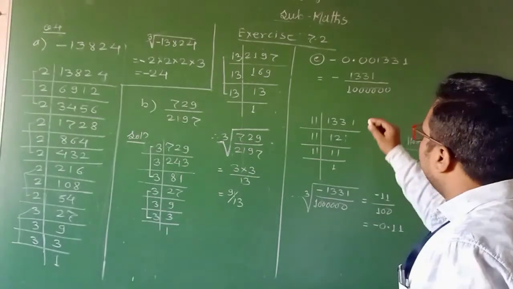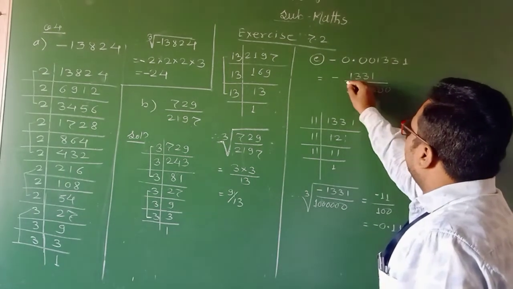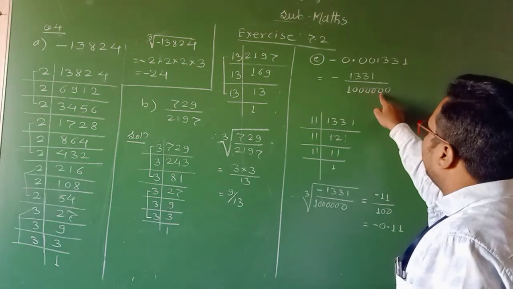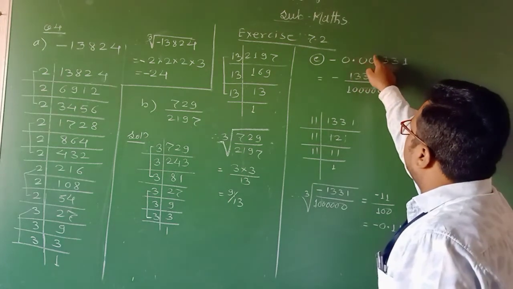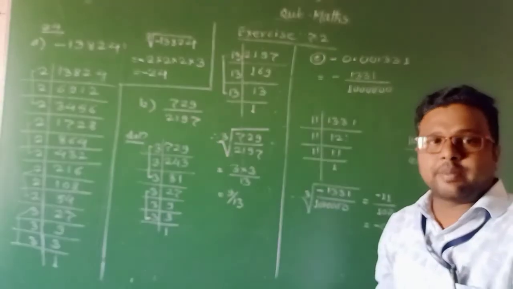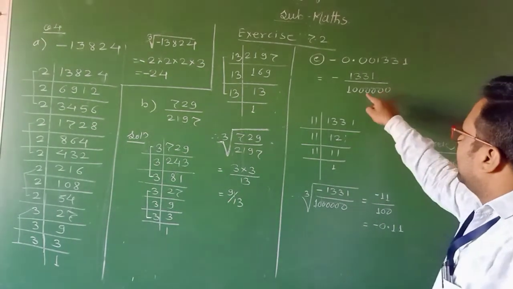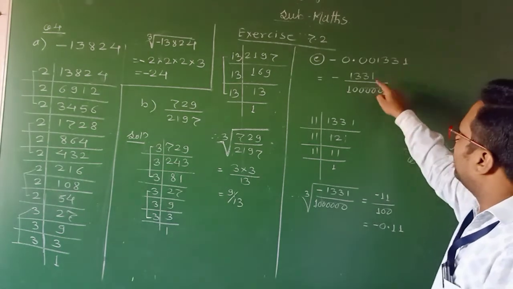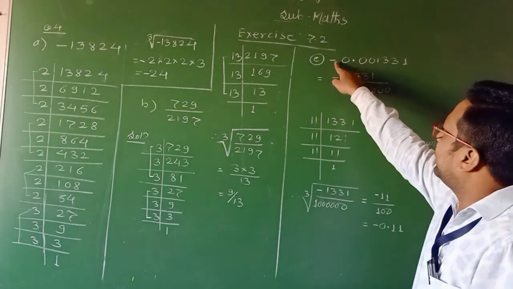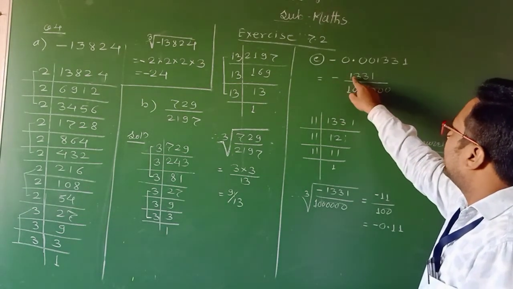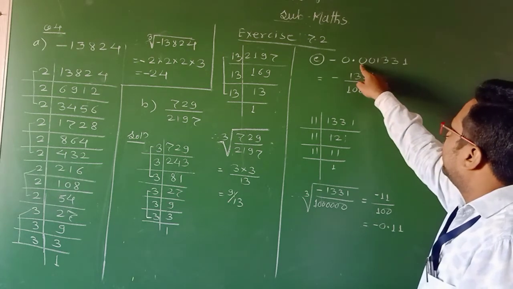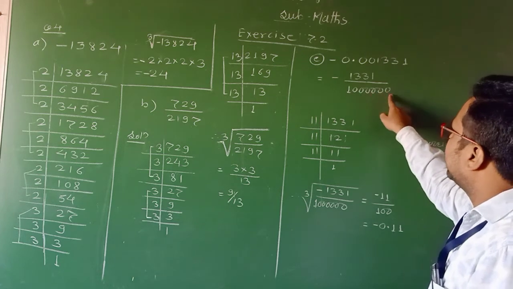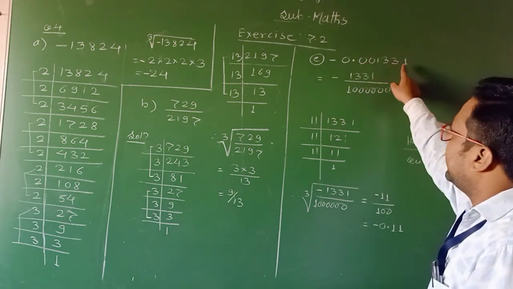Then we remove the decimal point and here we divide by 1 followed by 6 zeros. If you shift the decimal point to the right hand side, you have to divide by that number, 1 followed by the number of digits in the decimal part. Therefore the negative sign remains as it is here. 1331, and it is followed by 1 followed by how many zeros? 1, 2, 3, 4, 5, 6.